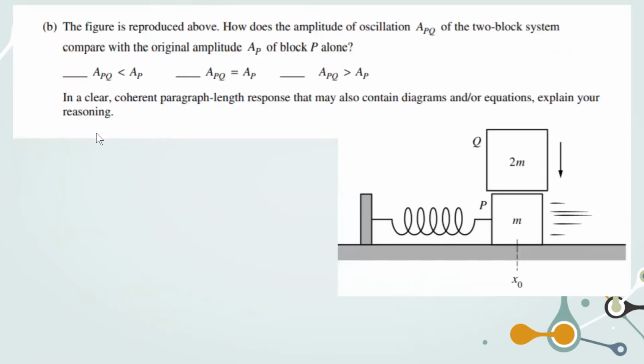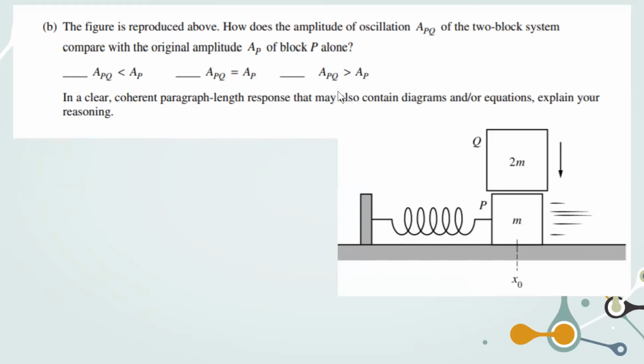Part B, the figure is reproduced above or below here. How does the amplitude of oscillation APQ of the two-block system compare with the original amplitude AP of block P alone? In a clear, coherent paragraph length response that may also contain diagrams and/or equations, explain your reasoning.